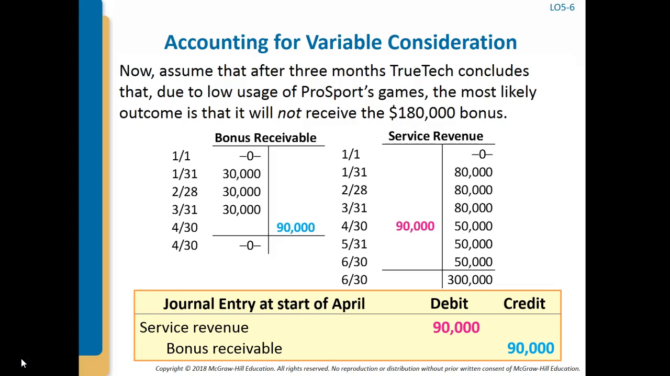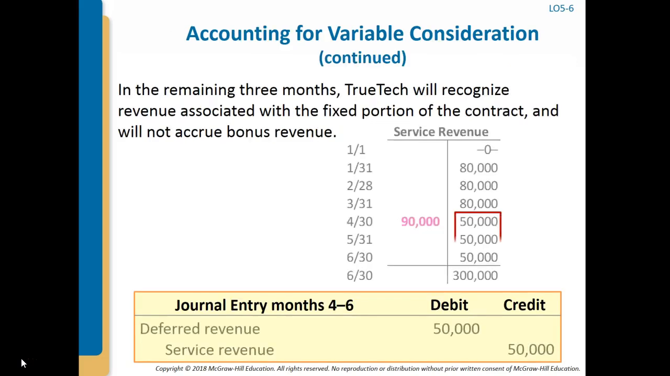So in April, TrueTech would reduce its bonus receivable balance of $90,000 down to zero, and would reflect that adjustment in revenue by reducing service revenue by $90,000. For the remainder of the contract, TrueTech only recognizes revenue in each month associated with the upfront fixed payment of $300,000.